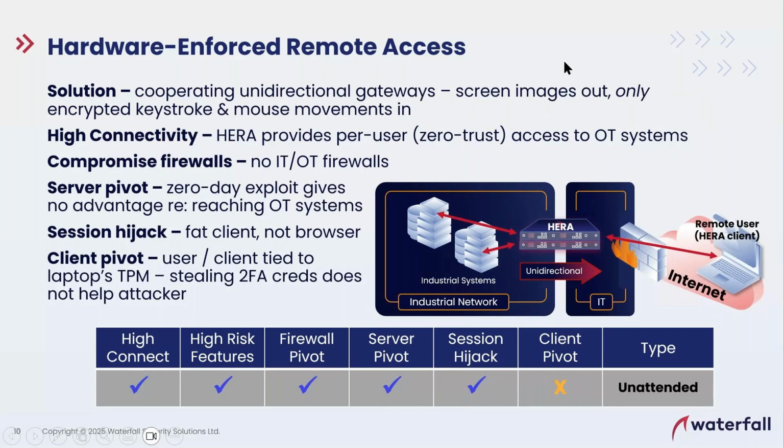Hardware enforced remote access. This is something new in the world. This is a pair of cooperating unidirectional gateways. Now you remember each gateway is two CPUs and the weird hardware. So what we have here is, let's call it the gateway on the bottom is sending screen images out, and the gateway on the top is sending encrypted keystroke and mouse in.